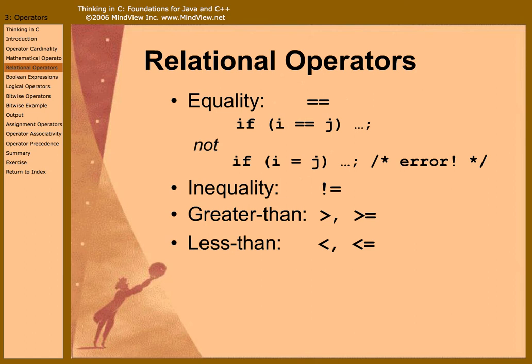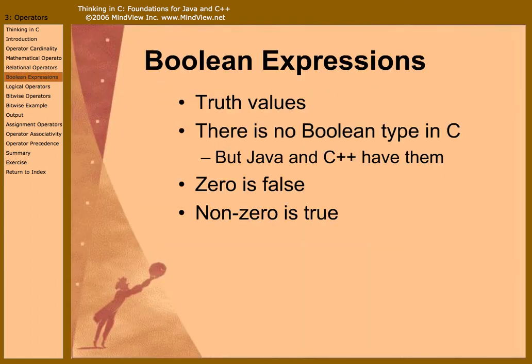Inequality uses the exclamation point and equal instead of the less than, greater than, as some other languages do. There is no Boolean type in C, like there is, say, in Pascal or in C++ or in Java. And so anything that is evaluated for a truth value is just considered as a number, generally an integer. And so if the result of some expression, no matter how complicated, is a 0, then it's considered false. And if it's a non-zero, it's considered true.